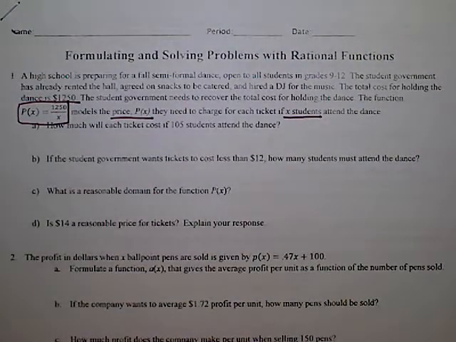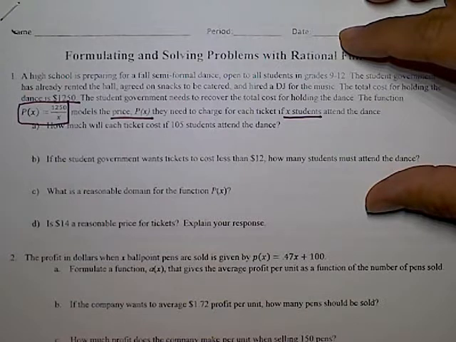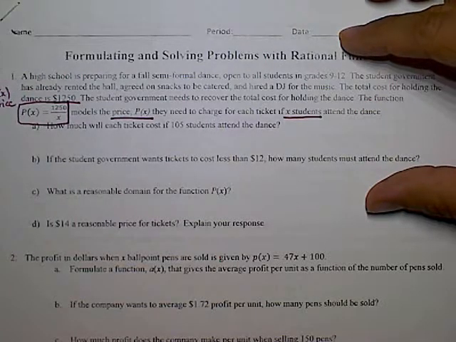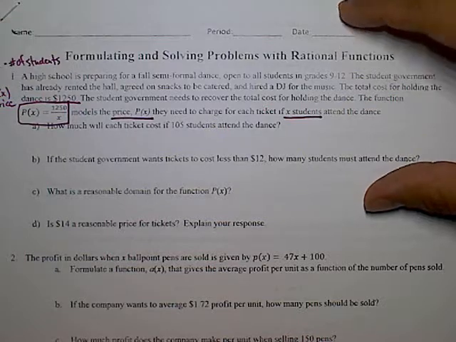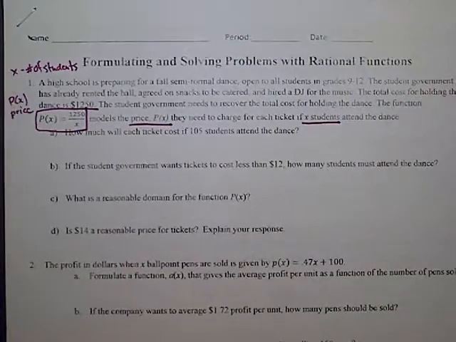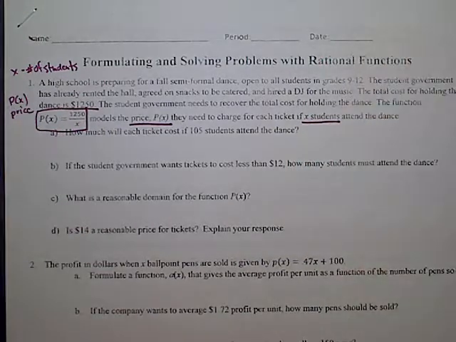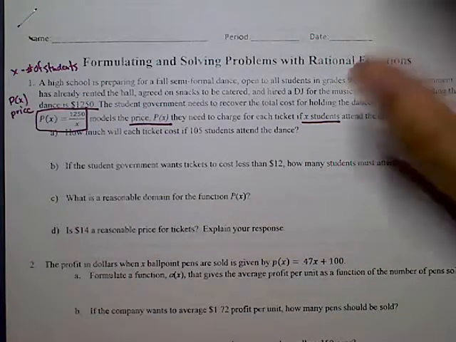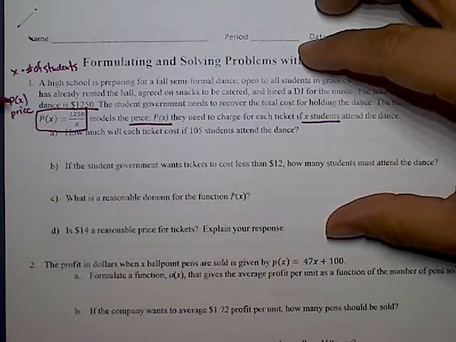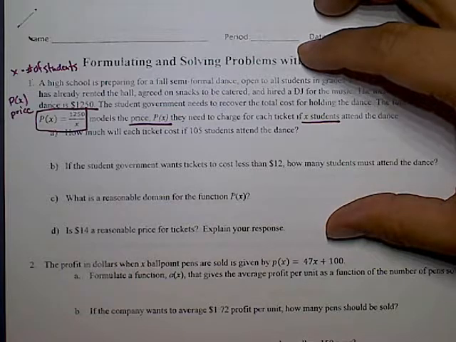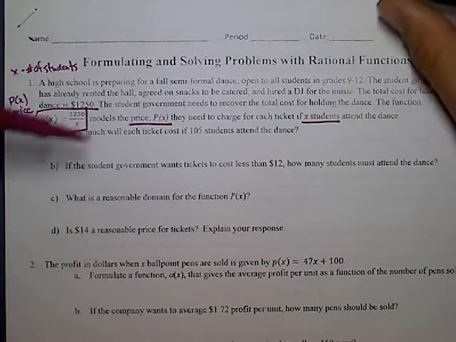At this point, we need to make sure that we understand that P of x is the price and that x is the number of students. That way, every single time that they give us those numbers down below, we'll know exactly where to put them. And luckily for us, they already gave us the formula, which is right here. We call it P of x because the price depends on how many students actually show up. So now we have our first question.